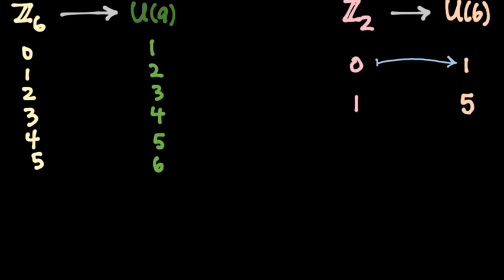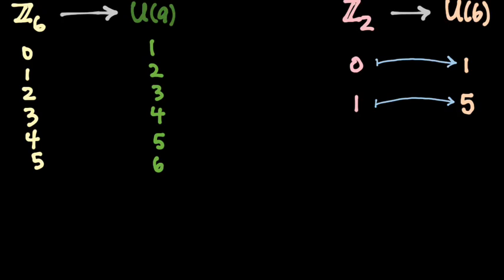Well, if this is going to be a one-to-one and onto function, which an isomorphism must be, what else has to happen in this function? 1 has to go to 5. There is no other possibility for a one-to-one and onto function. So if there is an isomorphism between these 2 groups, this is what it must look like.